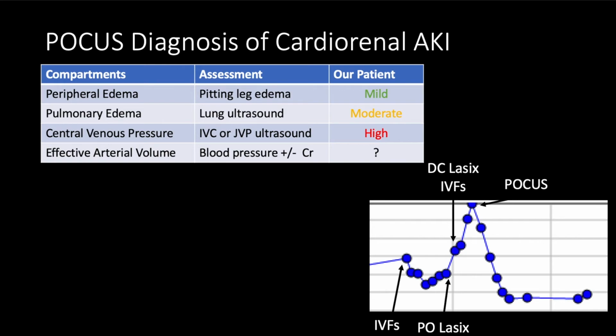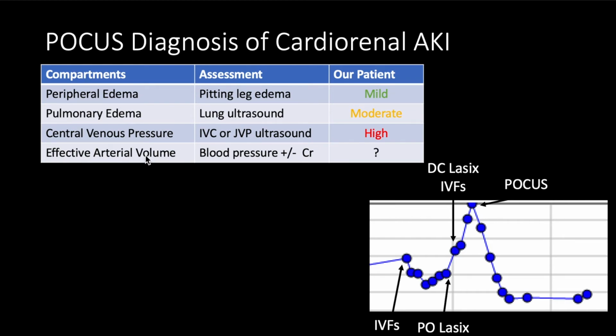So going back to the diagnosis of cardiorenal AKI, again, I think about volume status in 4 different compartments. His peripheral edema or leg edema was pretty mild. It was just 1+. His pulmonary edema on lung ultrasound was at least moderate. Again, I like to do an anterior lateral lung zone and then add up the total number of B lines. You can refer to the lung ultrasound curriculum part 2 in terms of the specifics of the scoring system, but he had at least moderate pulmonary edema. His central venous pressure was quite high on his JVP ultrasound.